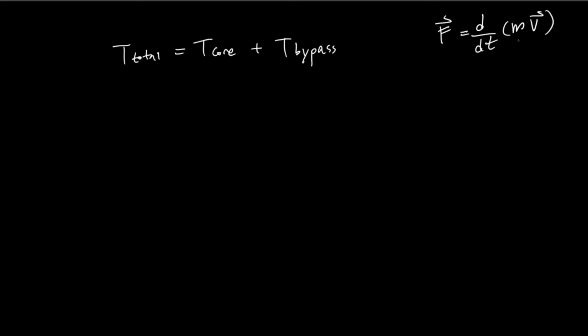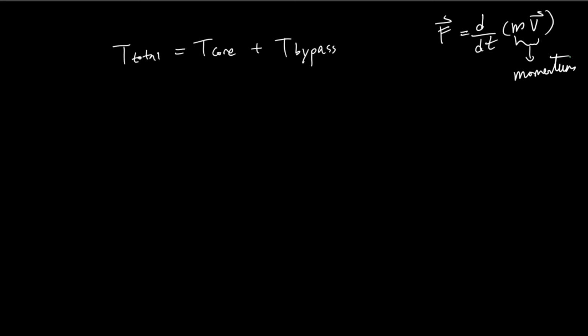So the complete thrust equation is: the total thrust is the thrust from the core plus the thrust from the bypass. And like I said, thrust is a force. And what is a force? Force is just mass flow rate times velocity. But what is fundamentally a force? It means there's a change in momentum, because remember, we can rewrite force like this, and mass times velocity, that's just momentum.